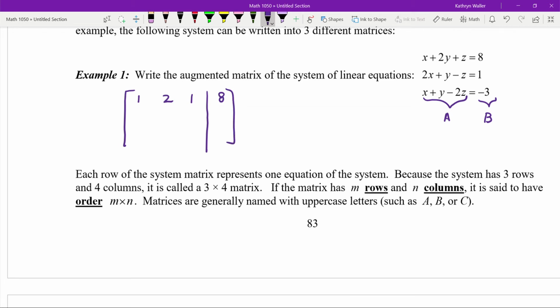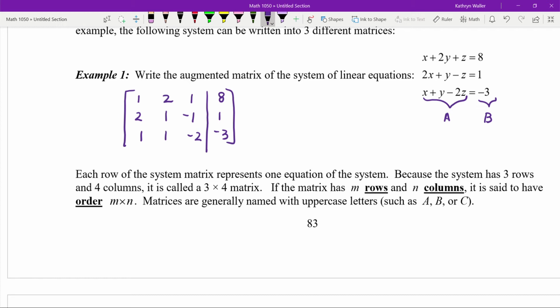Then I want you to draw a solid line, and then you have the constant over there, which is an 8. Second row, in front of the x is a 2. In front of the y is a 1. In front of the z is a -1. And then you have a 1. Underneath, 1, 1, -2, -3. That's an augmented matrix. You have to make sure the x's are lined up, y's are lined up, z's are lined up, equal signs are lined up.